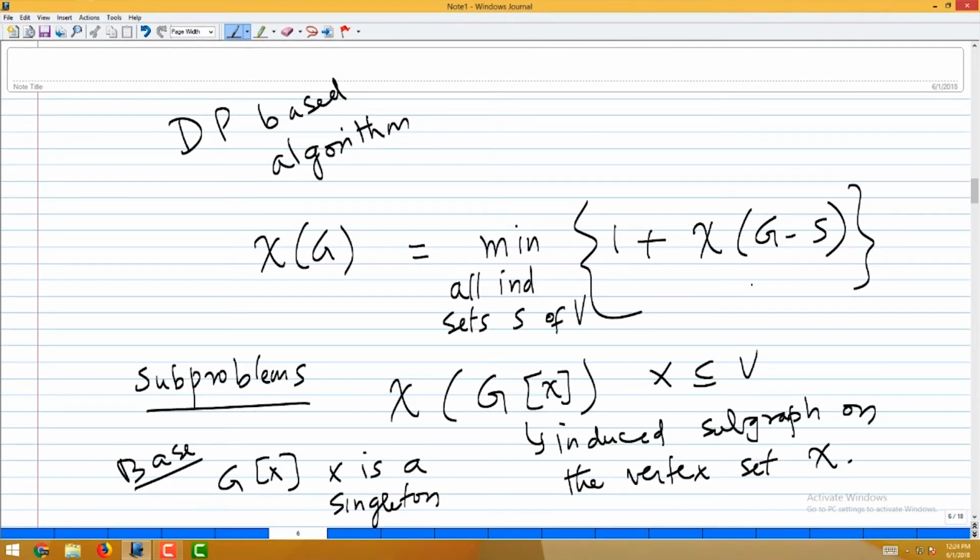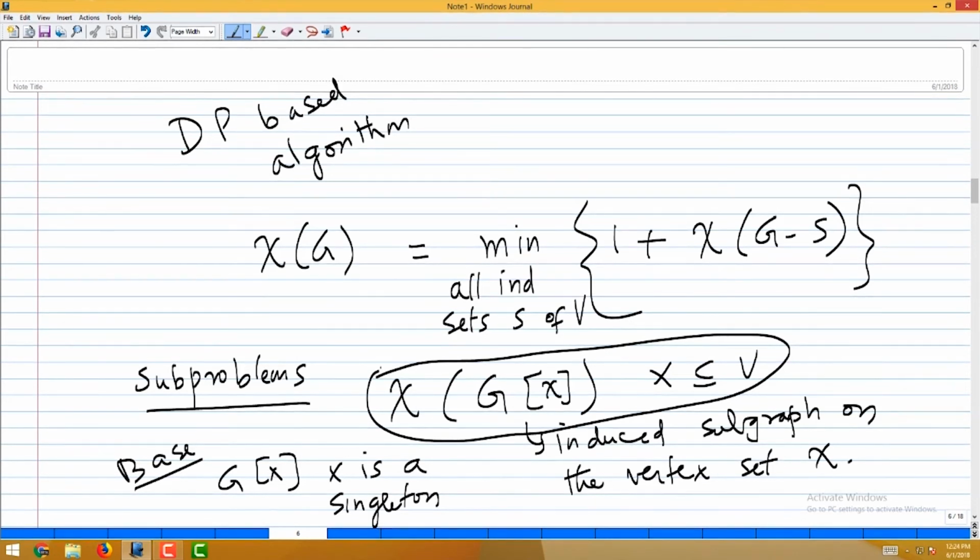Now, let us see how much time the whole thing takes. In a dynamic programming algorithm, there are only 2 things you do. How many entries are we computing? How much time does it take to compute 1 entry? You multiply these 2, you get the running time. How many entries are we computing? Here it is, the subproblems.